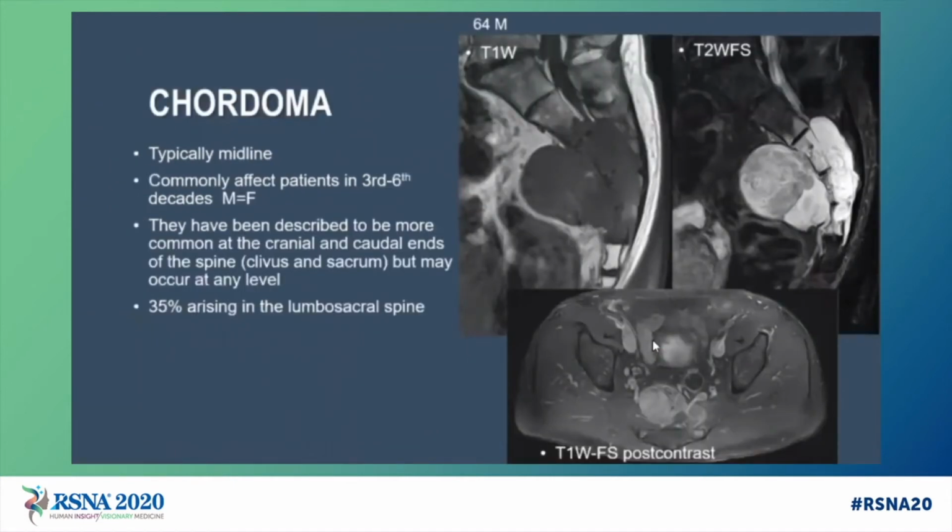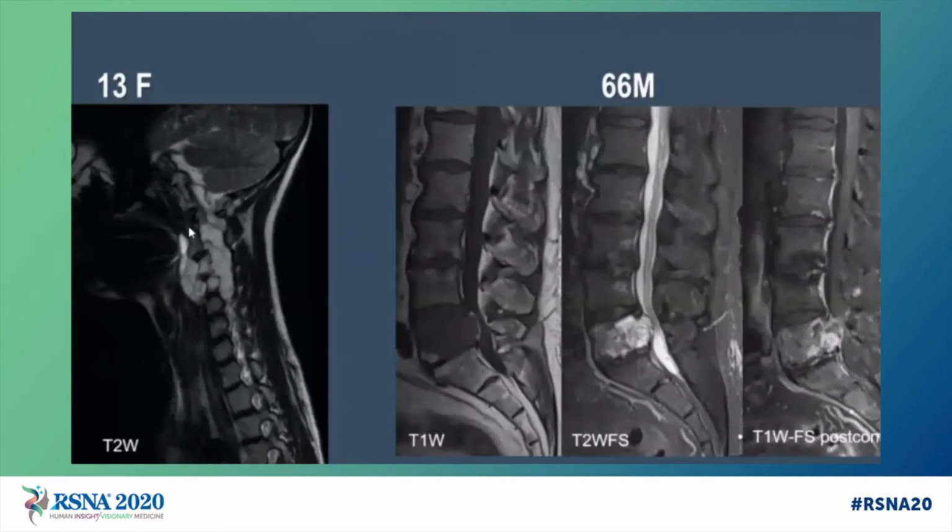Chordomas are primary tumors of the spine. They're typically midline. They're often seen in patients in 3rd through 6th decades, and they've been described to be more common at the cranial and the caudal ends of the spine, but they may occur at any level, and about 35% arise in the lumbosacral spine. Here's an example of a large lesion with cortical destruction and soft tissue extension and mild enhancement in the post-contrast images. Here are 2 more examples.